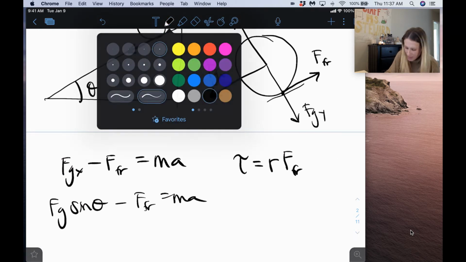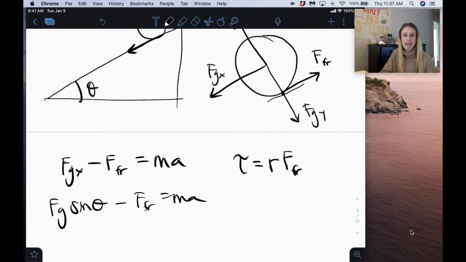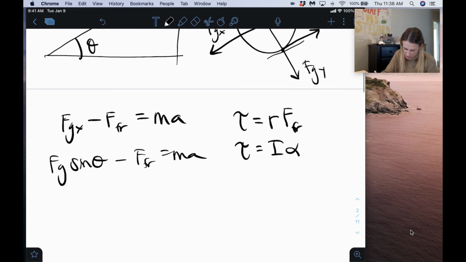Okay, so what we end up getting for torque is the radius of that object multiplied by the force of friction. Now, we also know that torque is equal to our rotational inertia times the angular acceleration, because that is our Newton's second law equation for torque. And so now we can set these things equal to each other. So what we end up getting here is the radius of the object times the force of friction is equal to the rotational inertia multiplied by the angular acceleration.